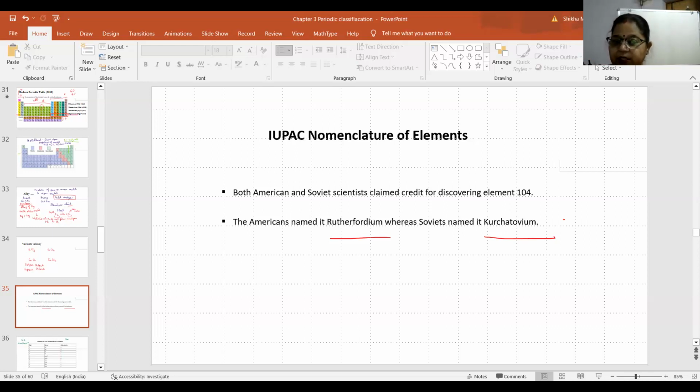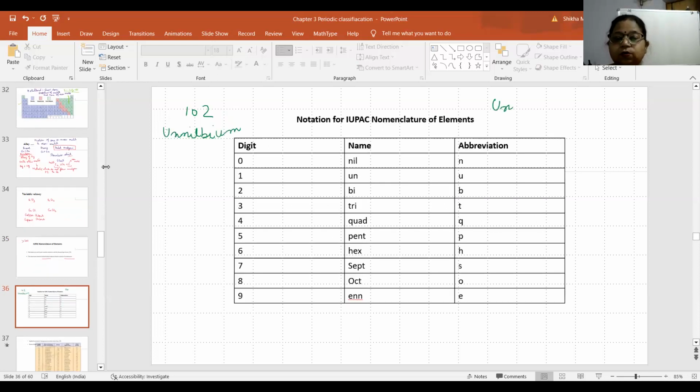So IUPAC, the International Union of Pure and Applied Chemistry, what it did, it gave certain rules for writing the names of newly discovered elements. It applies only to the elements which have atomic number more than 100. Till 100, no rules apply, right? Above 100, this rule is used to name the newly discovered element by the scientist. What does this rule say?